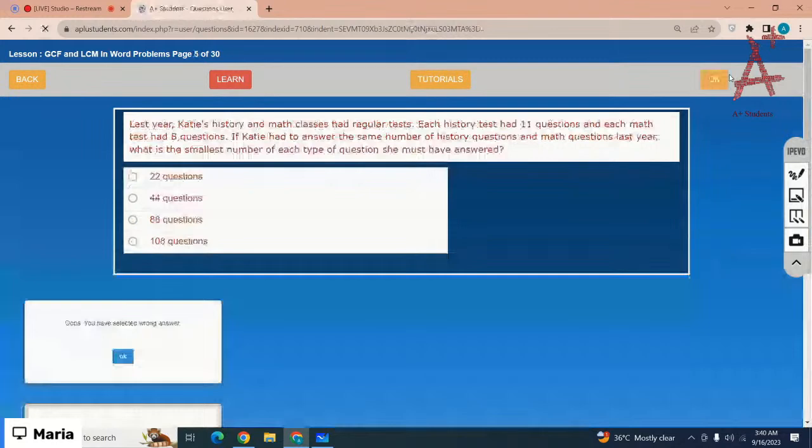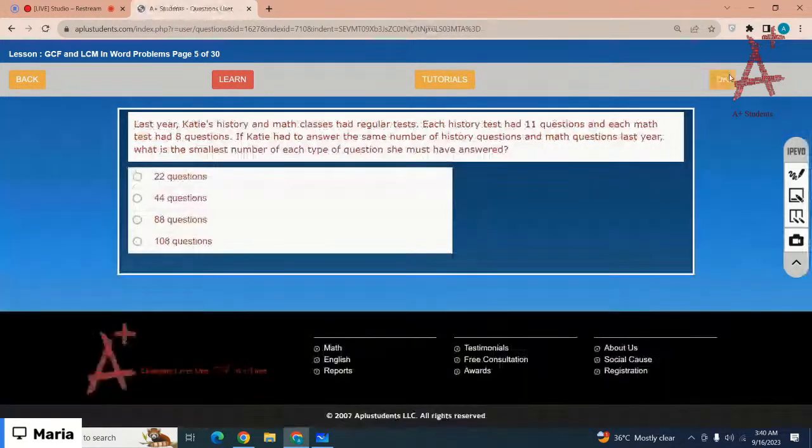Last year Katie's history and math classes had regular tests. Each history test had 11 questions and each math test had 8 questions. If Katie had to answer the same number of history questions and math questions last year, what is the smallest number of each type of question she must have answered? So, which is the correct option?